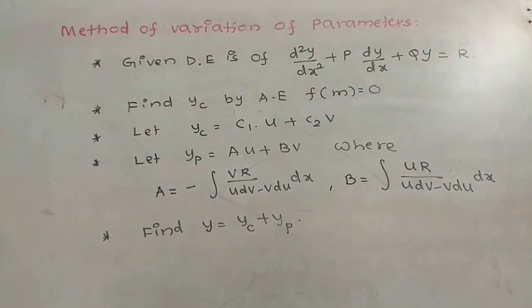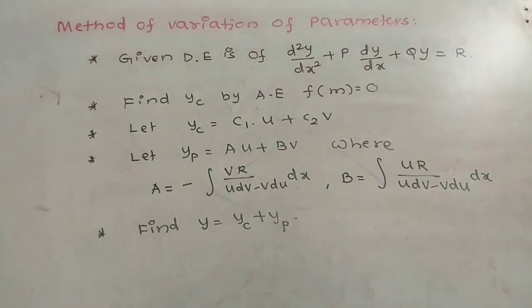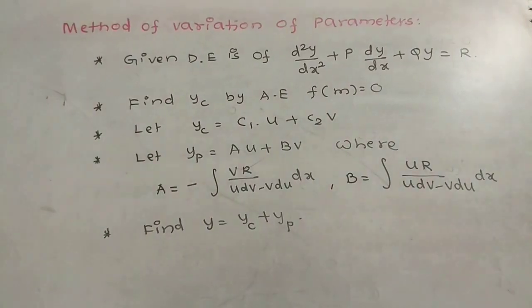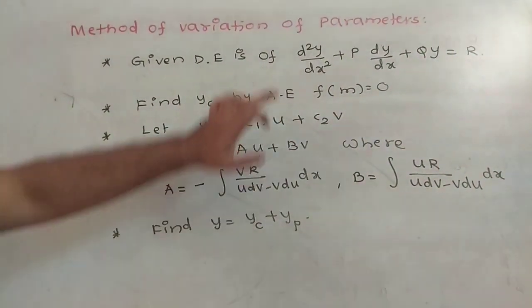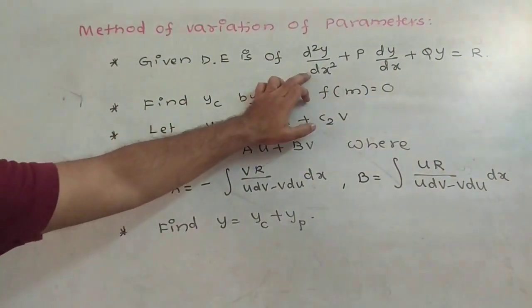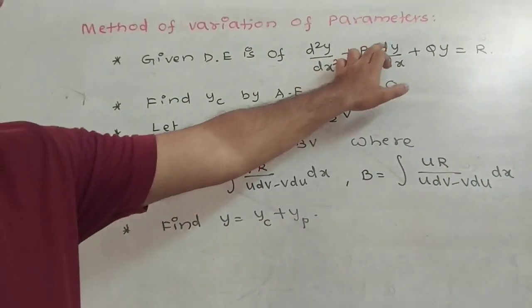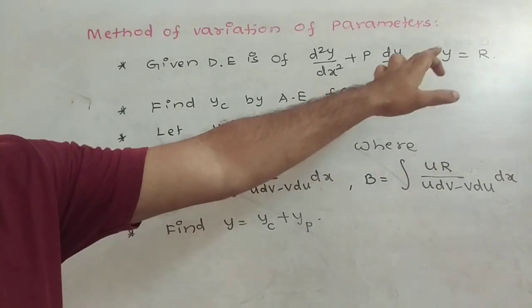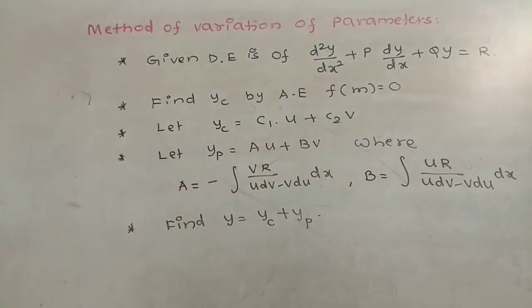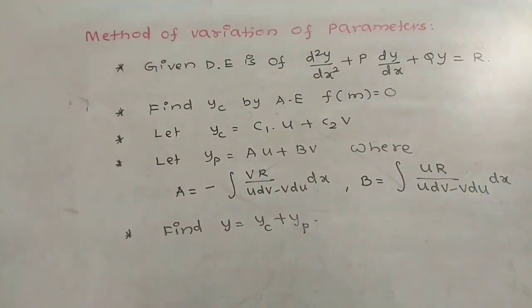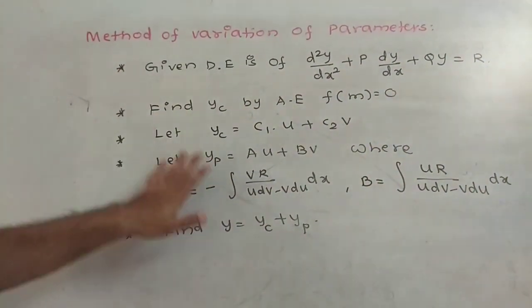In order to apply this particular method for higher order ordinary differential equations, remember that it should be only in the second order. That means d square y by dx square plus p into dy by dx plus qy equal to r. Only in that particular form can you apply variation of parameters. So I will just give you the procedure.